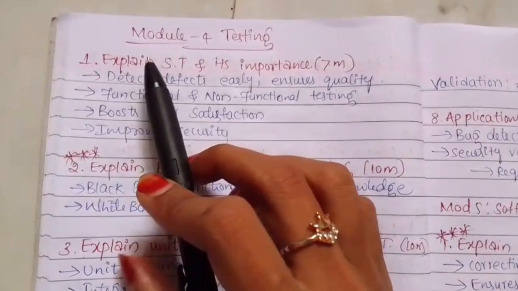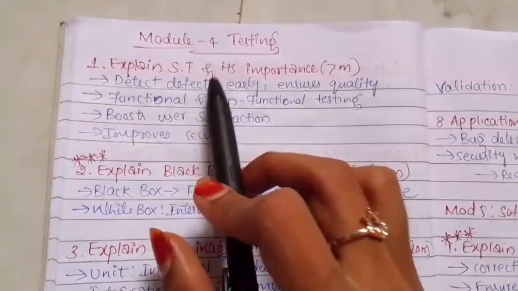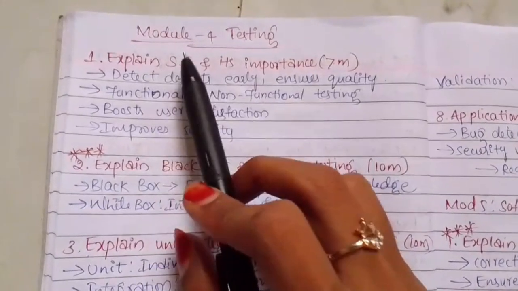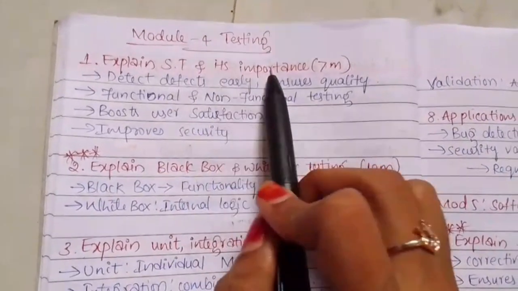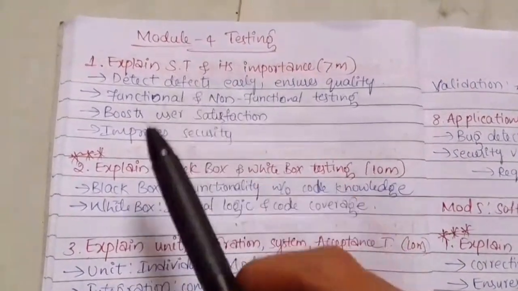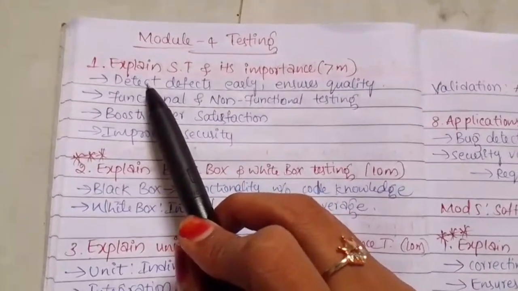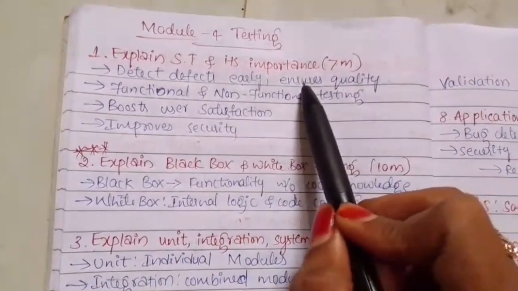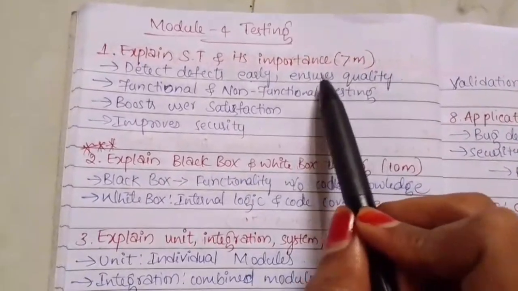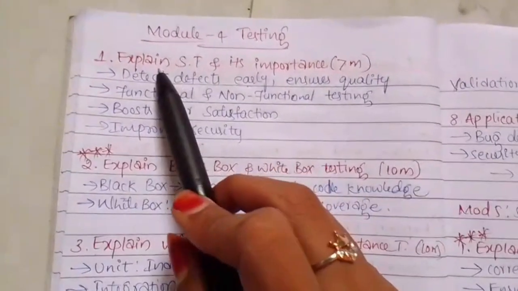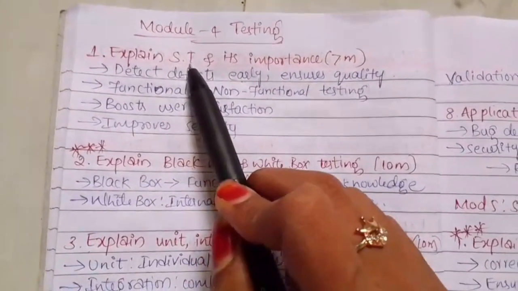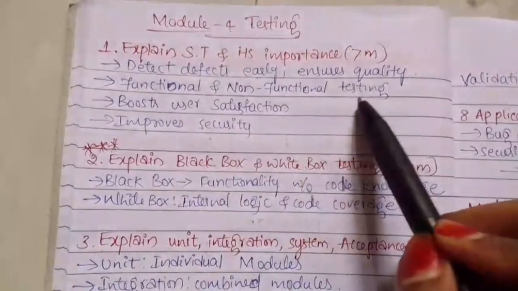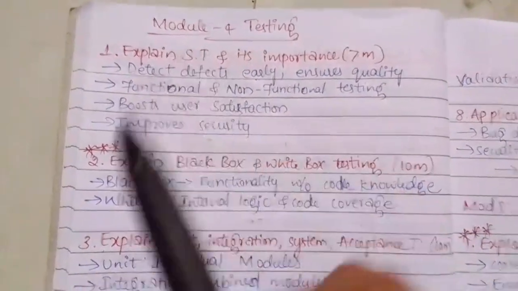The first question is explain software testing and its importance. You have to write the definition for software testing and its importance. What is software testing? Testing detects the defects in the early phase and ensures the quality of that system. That is what software testing means. And you have to explain the functional and non-functional testing in that software testing.